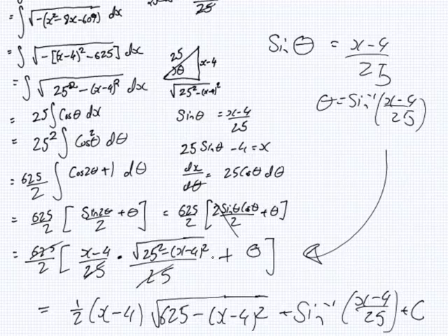Oh, thank you, Lee, thank you. I never multiplied the theta by 625 over 2. So that should be 625 over 2 here. Thank you. Ah, I see. I'm missing the 625 over 2.